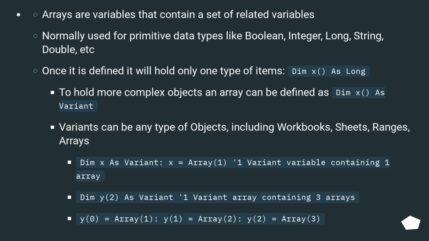Dim x as Variant: x = Array(1) is a variant variable containing one array. Dim y(2) as Variant is a variant array containing 3 arrays: y(0) = Array(1), y(1) = Array(2), y(2) = Array(3).